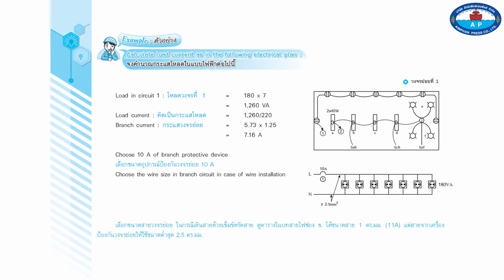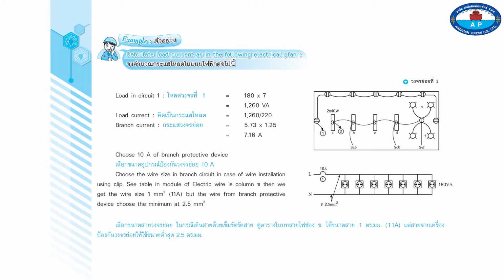Choose the wire size in the branch circuit in case of wire installation using clip. See the table in the module of electric wire, column Hawkeye. Then we get a wire size of 1 square millimeter, 11 ampere. But for the wire from the branch protective device, choose the minimum of 2.5 square millimeters.